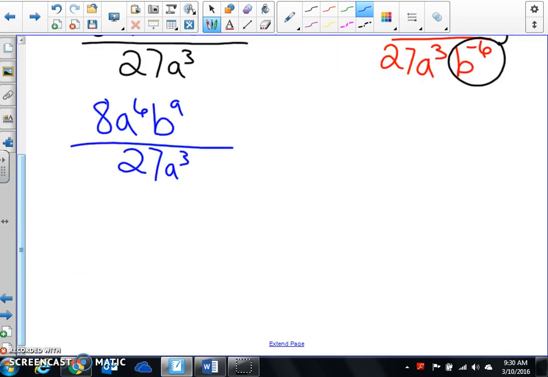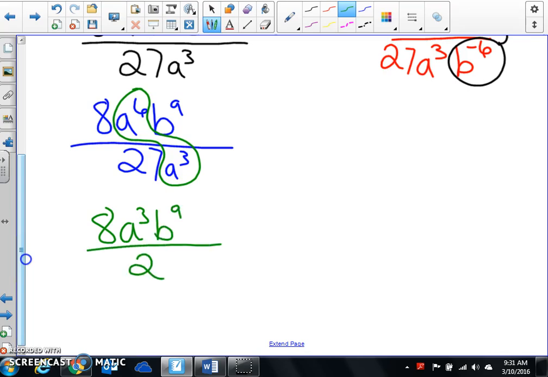Okay. Now, I look, and 8 divided by 27 is already simplified, but I need to simplify these a's. So I have 6 a's on top, 3 on the bottom, so I'm left with 3 a's, and they're on the top. And I've got my 9 b's on the top as well, left with just 27 on bottom.